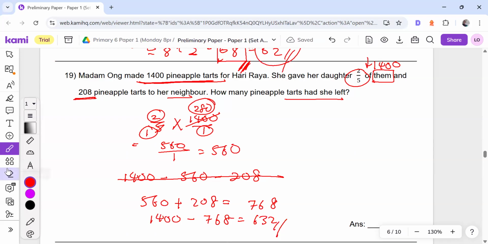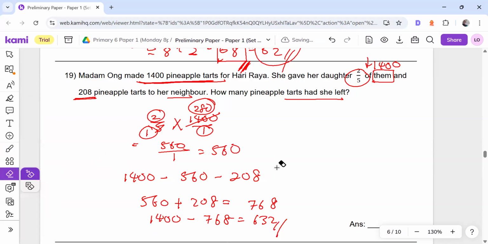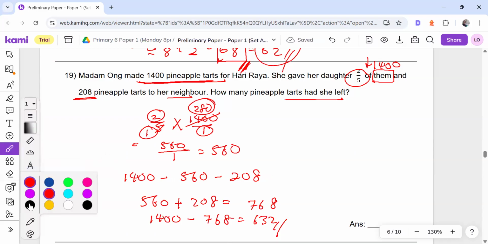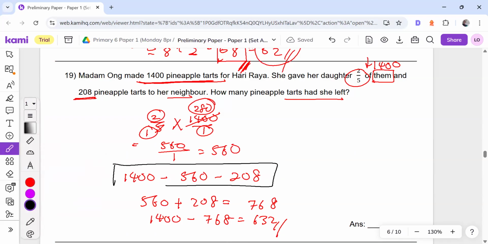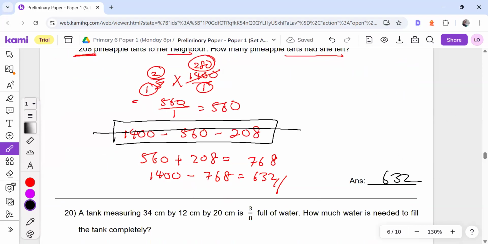How come Mr. Tong say do more plus than minus? Because if you do more minus, like over here, you have to minus one time and then minus a second time, you may make some silly mistakes. Because for minus you have to borrow and lend. So if you like, you can do more plus, then do minus one time. That is how you avoid careless mistakes. So you get your answer 632, which should be quite easy.